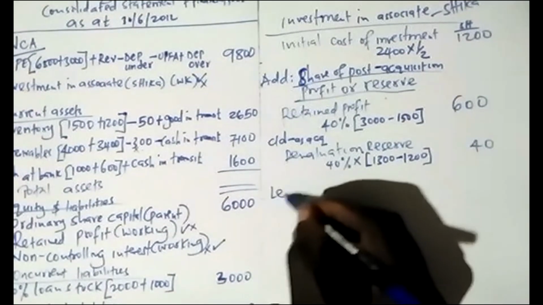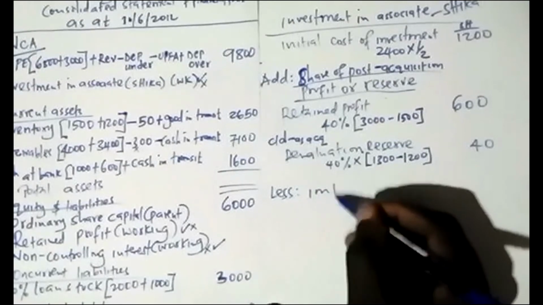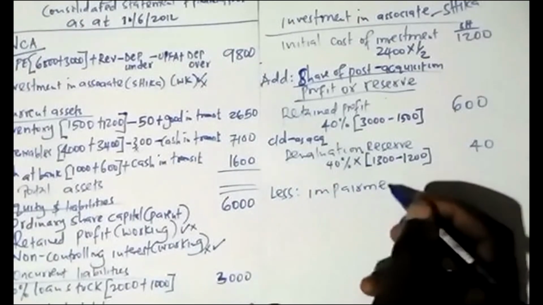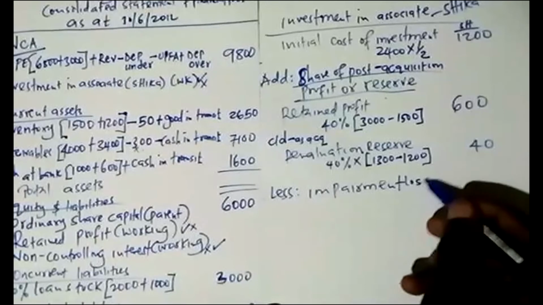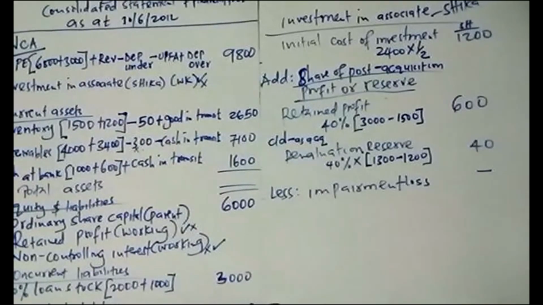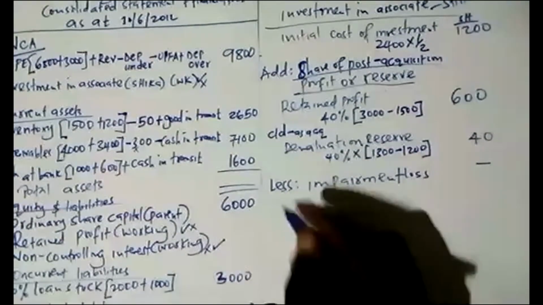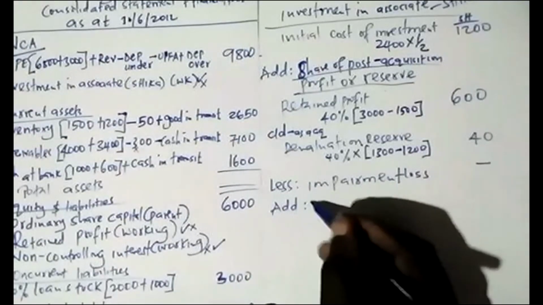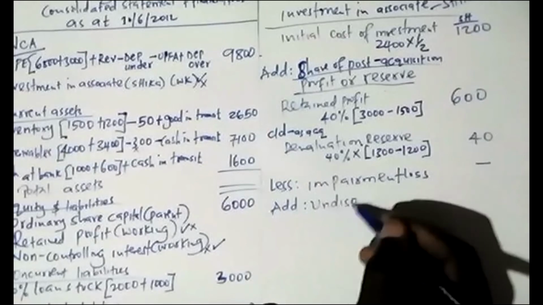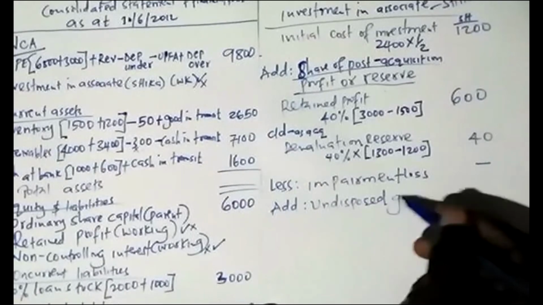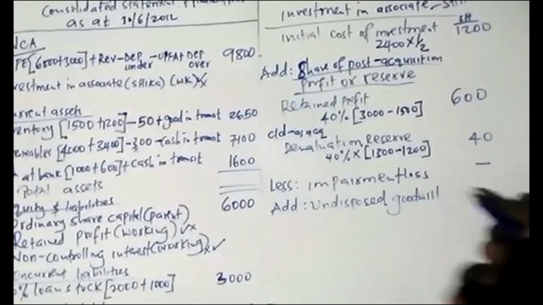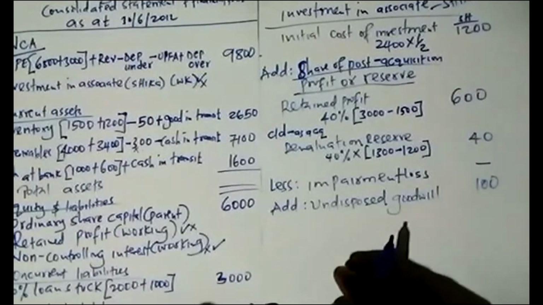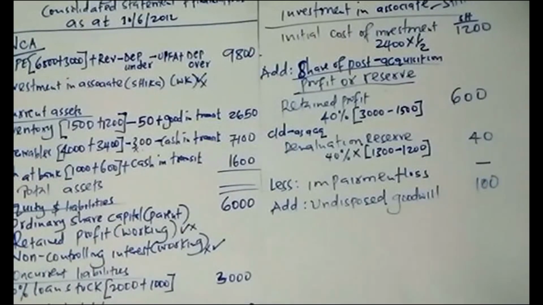Then what you always raise is concerning impairment. But there was no impairment. They told us in the additional information that there was no impairment for the current year. Then the only thing I will add here is undisposed goodwill. So undisposed goodwill was 100. I can show you where we got 100.